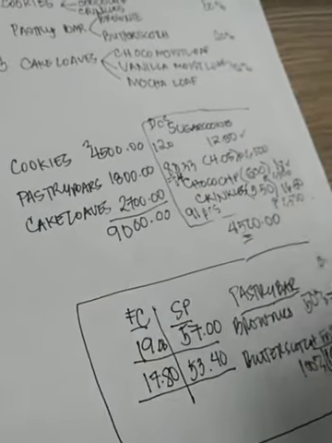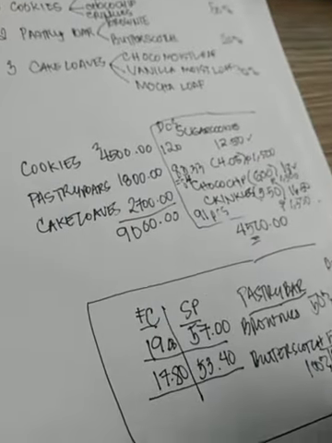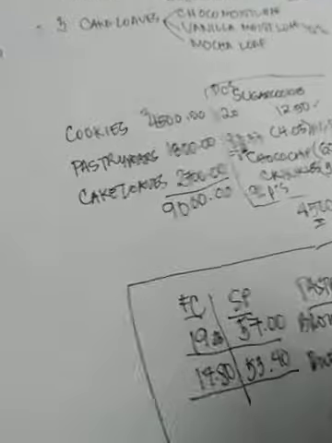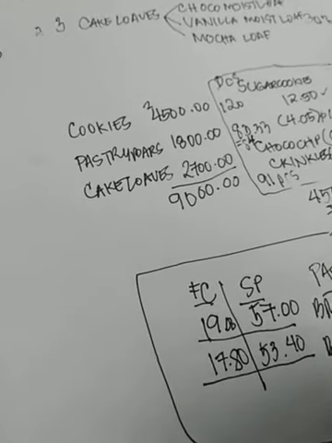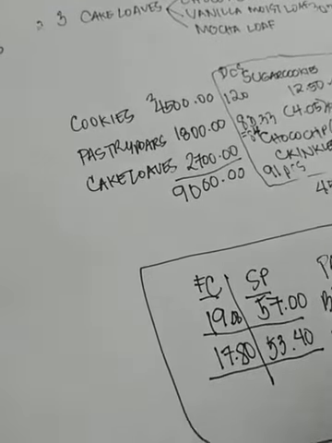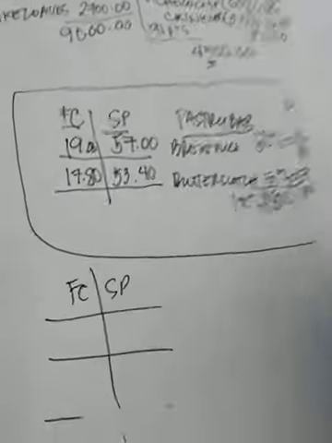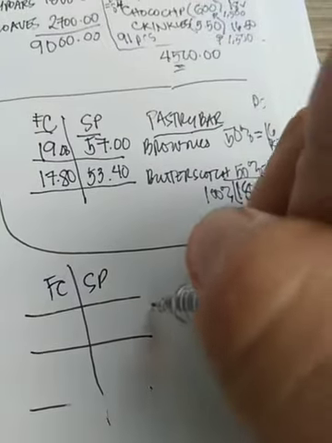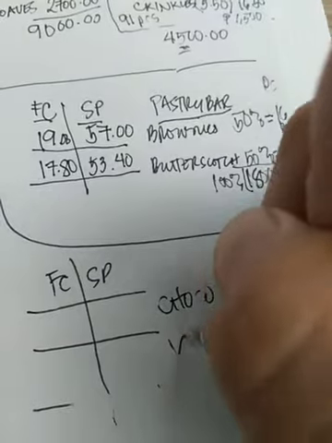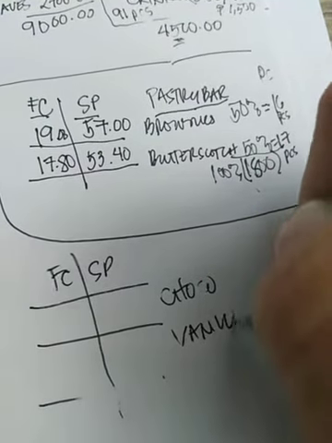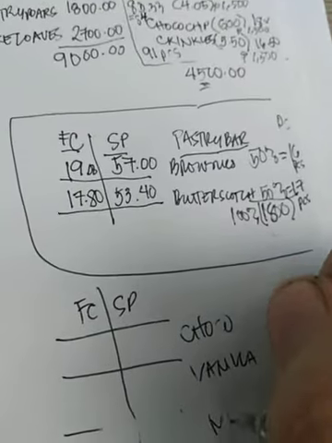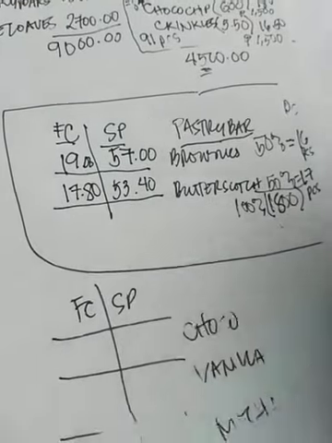Sa cake loaves naman, you have the choco moist, vanilla moist, and mocha loaf. Food cost and selling price. Sorry. Choco, vanilla, and mocha. Oh, ayaw niya sumulat. Wait lang.